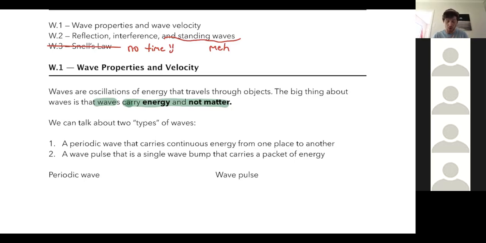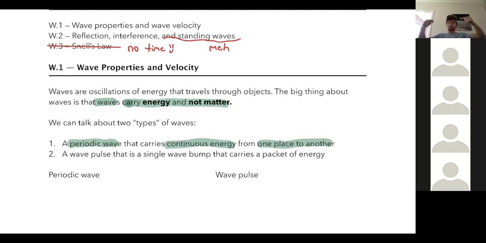So there are two different types of waves that we're really going to talk about. There are periodic waves, and then there are wave pulses. If something's periodic, that means it comes back over and over again. A periodic wave is something that carries continuous energy from one place to another. So it's continuously going. An example of this here: I'm going to fix this end of the string right there. Over here, it's going to move, and I am continuously adding energy to this string to make a wave.